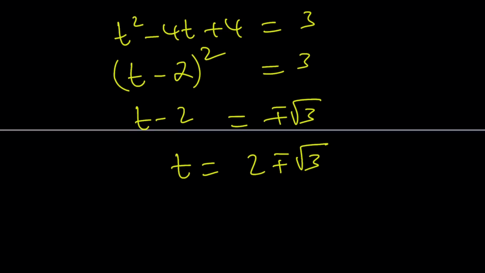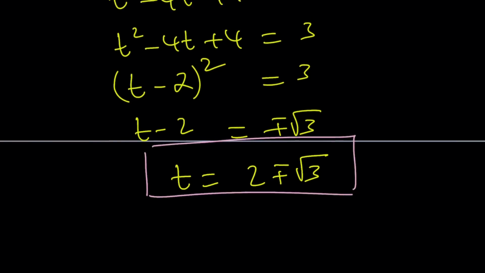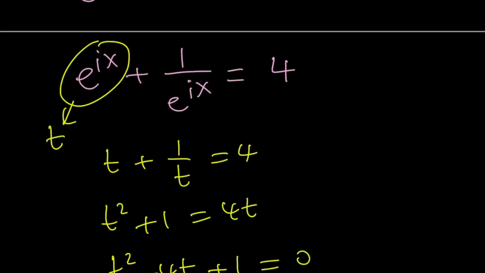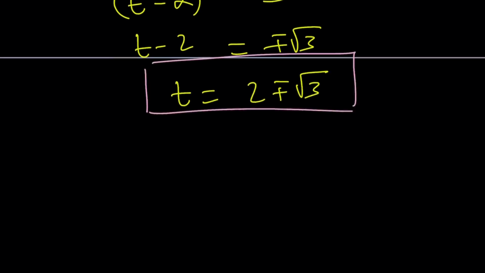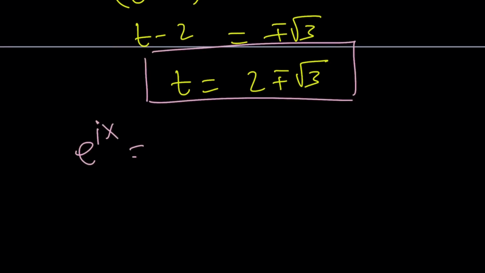This is just t, right? So how do we go back to x? We have to back substitute. How do we back substitute? Let's go back and see what happened. We said let e to the power ix be t. Okay, e to the power ix equals t. Let's go ahead and consider each of these values, or maybe write it as 2 plus minus root 3 first, and then I will show you how you can separate. That's something very interesting about this problem. But anyways, let's go ahead and do the work first.